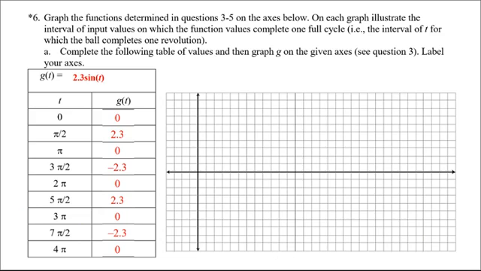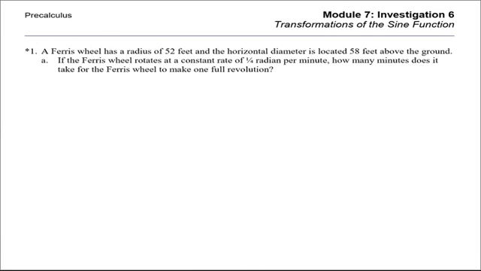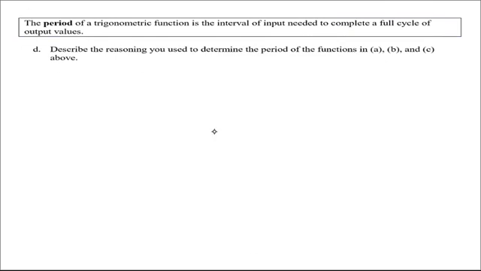We are going to move forward now into investigation 6. What we left off with was the definition of a period for a trigonometric function. And that's just the amount, the interval of input required for a complete revolution of the circle.